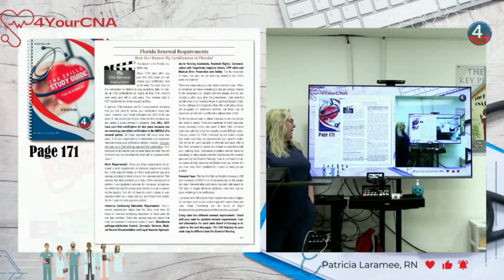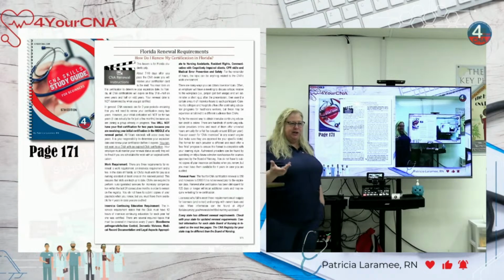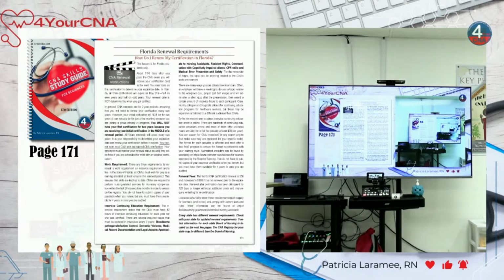All right, so page 171 is what we're going to be talking about today. Once you get certified, you need to figure out how to keep your certification. And that's going to be a process. This is what we call the renewal process.